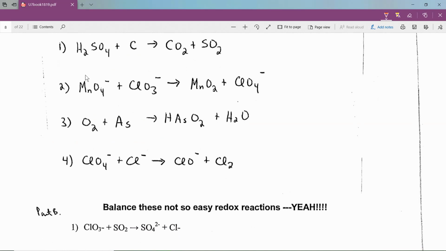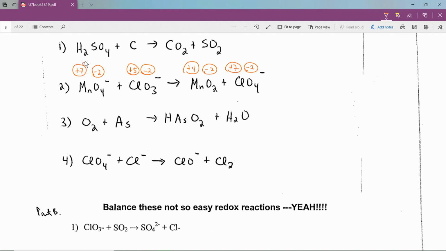Okay. So MnO4 minus. Oxygen is -2. Manganese is +7. Oxygen is -2 in the chlorate anion. Chlorine is +5. And so you start by assigning oxidation numbers. Oxygen is -2. Manganese is +4. Oxygen is -2. Chlorine is +7. So that's the oxidation numbers.